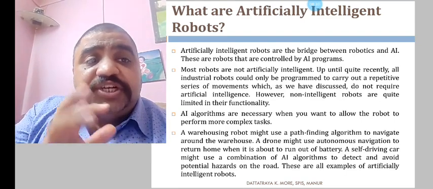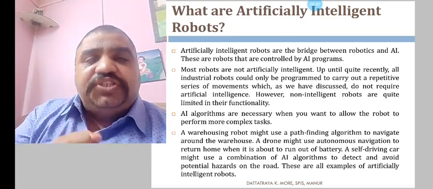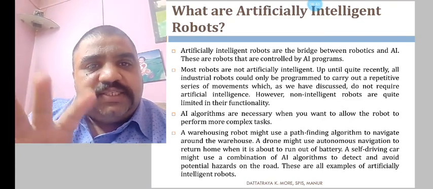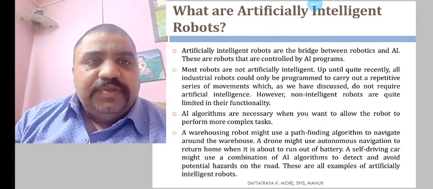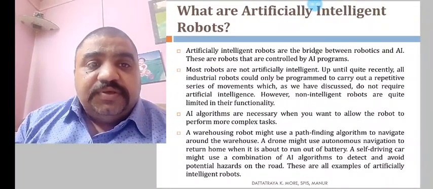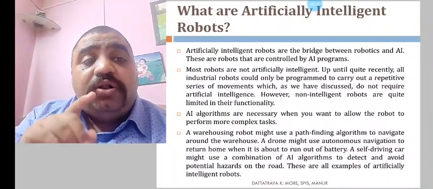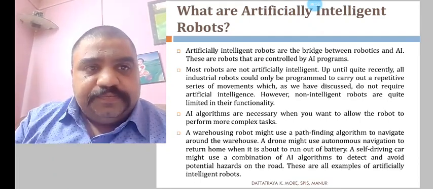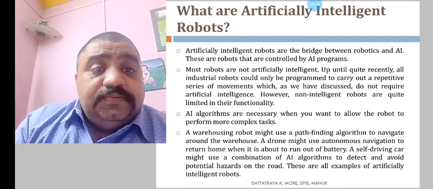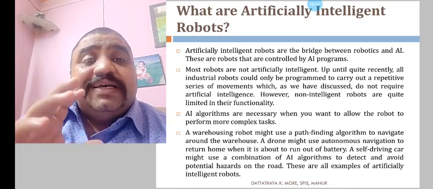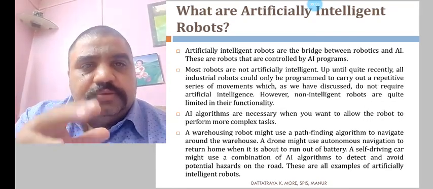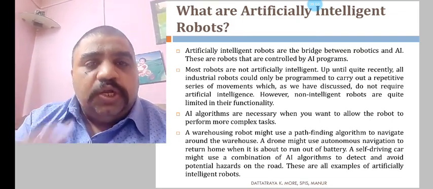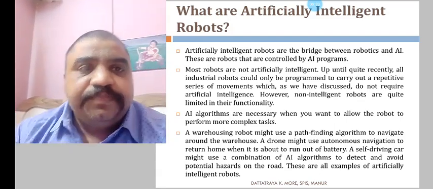However, non-intelligent robots are quite limited in their functionality. Whichever task is given, only that much they do. AI algorithms are necessary when you want to allow the robot to perform more complex tasks. Algorithm means what? It is a set of instructions. In plain English, an algorithm is a given set of step by step instructions.